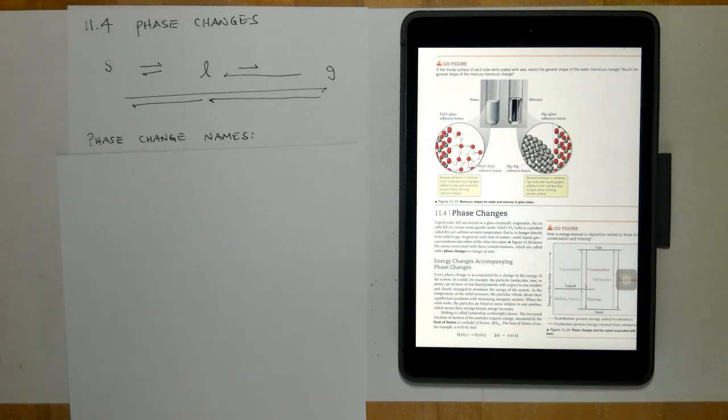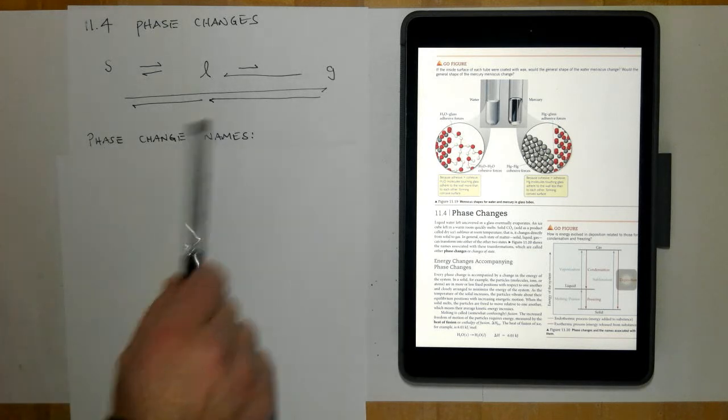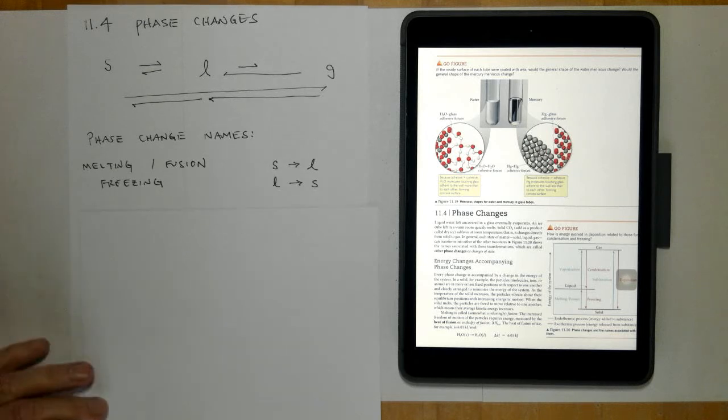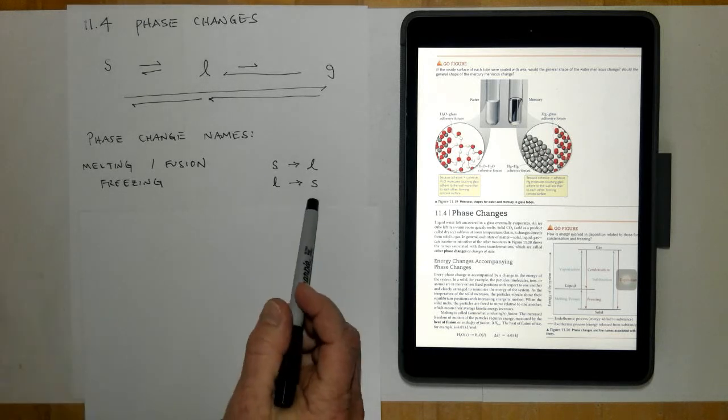Section 11.4, phase changes. Phases, of course, are solid, liquid, and gas here on Earth for the most part. And we need to know the names of the changes between these. And then after we take a look at those, we'll look at the energetics of those phase changes based on the molecular structure.